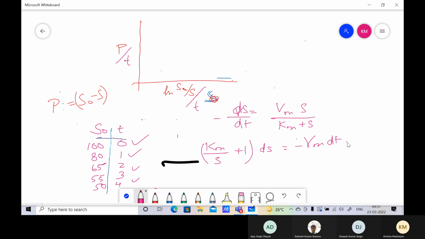Is this okay? Yes, sir. And the limits were 0 and t, and s naught and s. So was it right to do this?